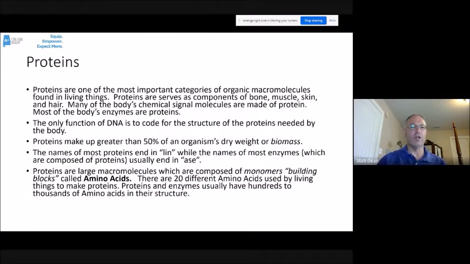All right, the most important group of macromolecules we're going to talk about today, though, arguably, are proteins. Proteins are found throughout your body. Proteins are components of bone, muscle, skin, hair, but they also have lots of other functional components. Most of your body's chemical signaling molecules are made out of proteins. Also, most of your body's enzymes, the molecules that actually catalyze your body's chemical reactions, most of them are proteins as well. So these are hugely important.